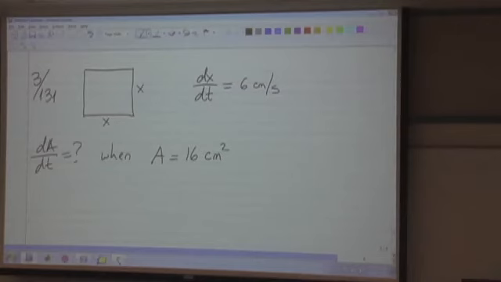What do we need? A way to connect A with x, right? And we know it's a square, so A is equal to x squared, right? Yes? Area of a square? So now, what do we do next?